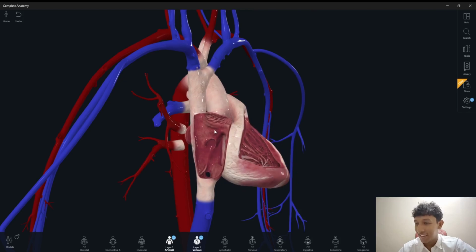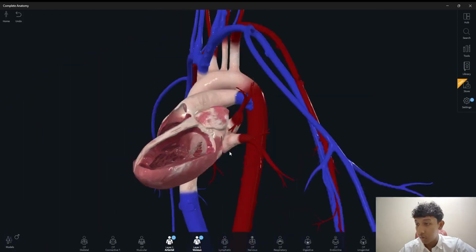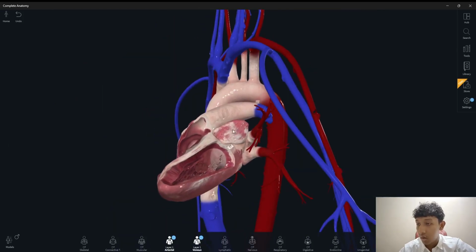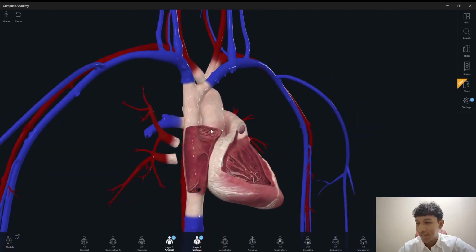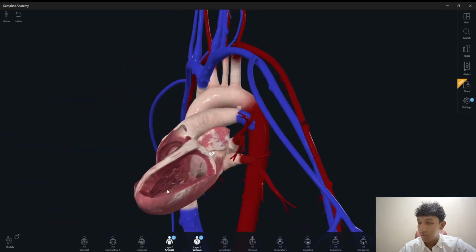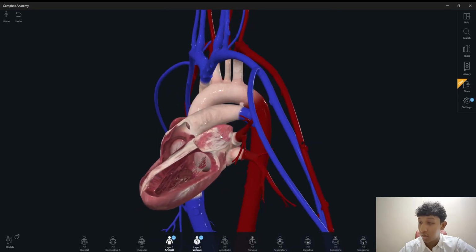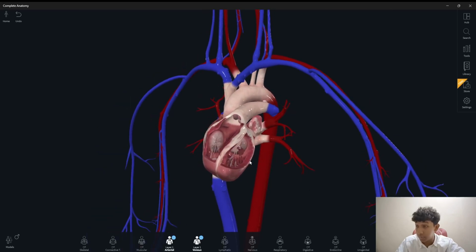So these are the right atrium and the right ventricle, and if we look here, these are the left ventricle and the left atrium. If you want to be a little more fancy with the medical terms, these are the dextra atrium and the dextra ventricle, and then the sinistra ventricle and the sinistra atrium. Just to clarify about the atrium.